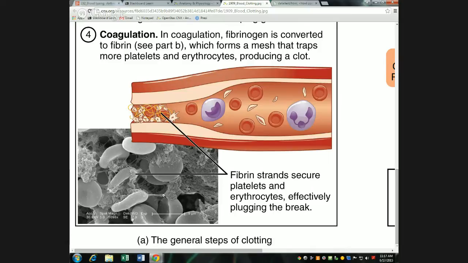So if you have a scab on your skin, it's red because it's got red blood cells trapped in it. They don't have anything to do with the actual clotting. There are so many of them, they're going to get caught in the clot. But then the fibrous strands that you see in here, these are protein strands that are locking together and making this mesh that is the coagulant.